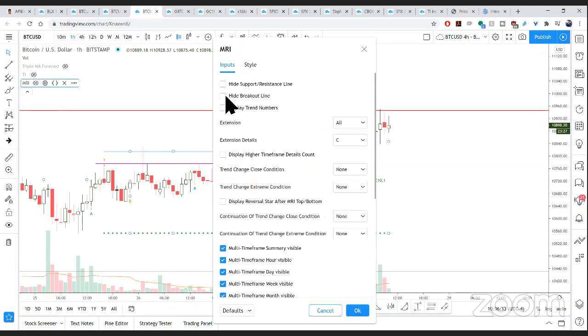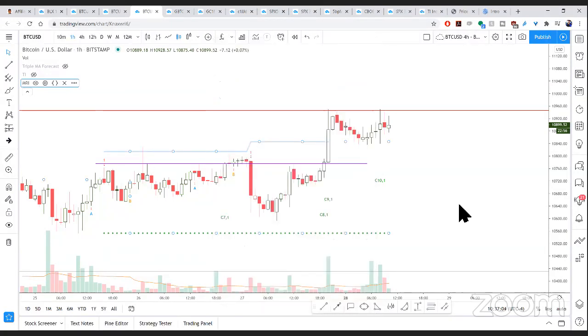Everything is customizable. You can hide it. You can hide the dotted lines. You can hide those lines. You'll see them both disappear. I don't think I need to press OK. Yep, they disappeared. So you can bring that one back. That's the dotted line, the support resistance line. There it is. Came back. And the other one came back.